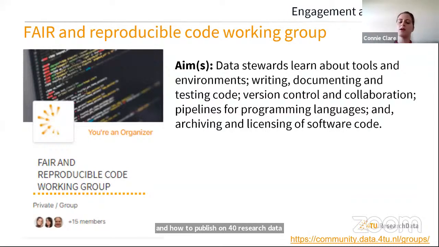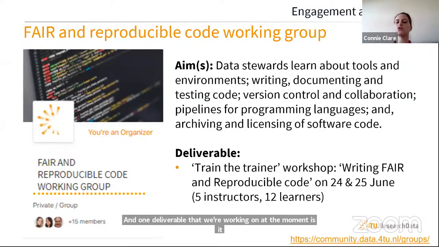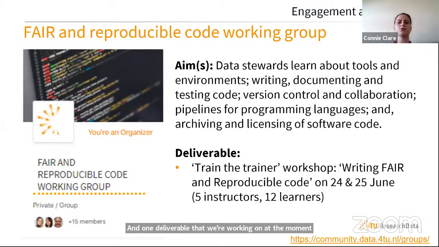And one deliverable that we're working on at the moment as a group is a train the trainer workshop on how to write fair and reproducible code. This will take place at the end of June. It is for the data stewards. So we have 5 data stewards who are confident to be instructors during the sessions. And then we'll have 12 data stewards who will participate as learners. But hopefully, if this goes well, it will empower the data stewards to be able to deliver this workshop for researchers.